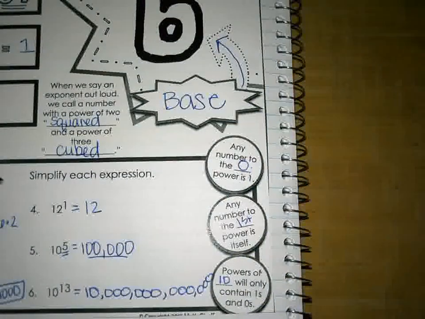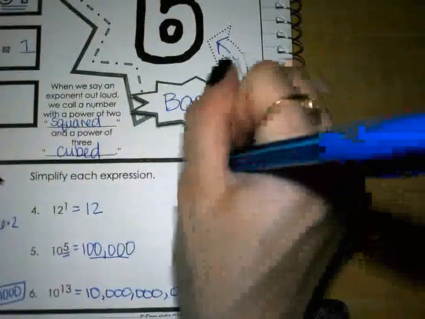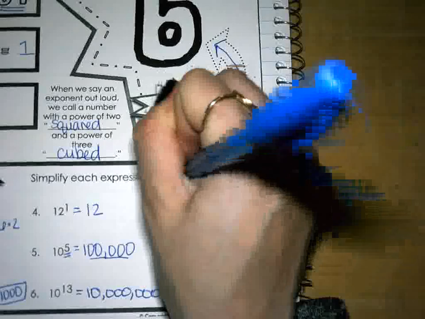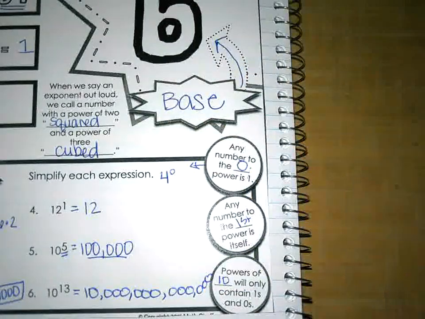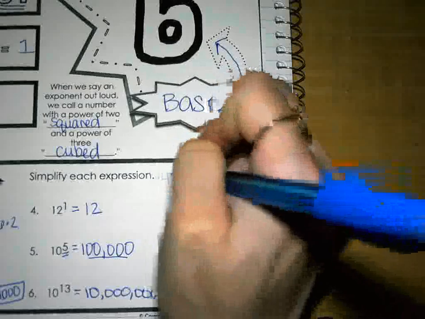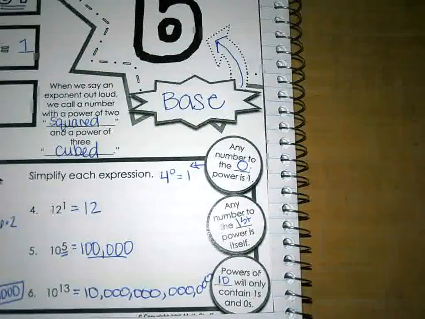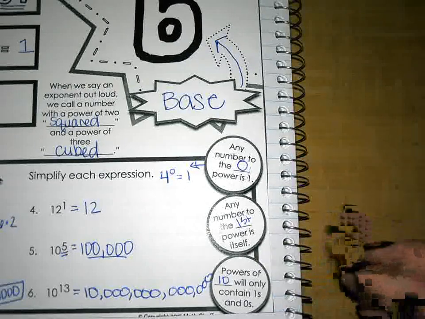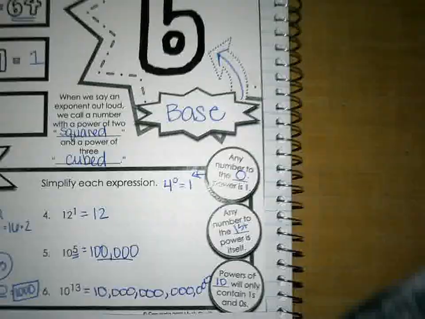Any number to the 0 power is 1. What I mean by that is if I have 4 to the 0 power, do you see what I mean by 0 power, everyone? 0 in the exponent spot. The answer is 1. Now, like I said, you don't have to know that this year, but because it's there, we're going to write it down.